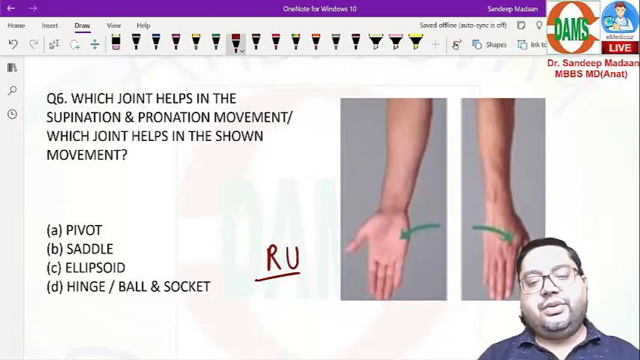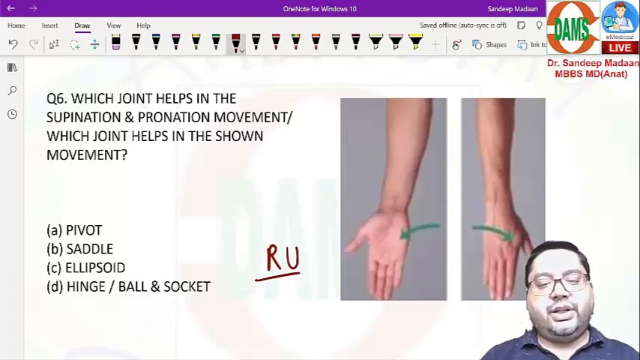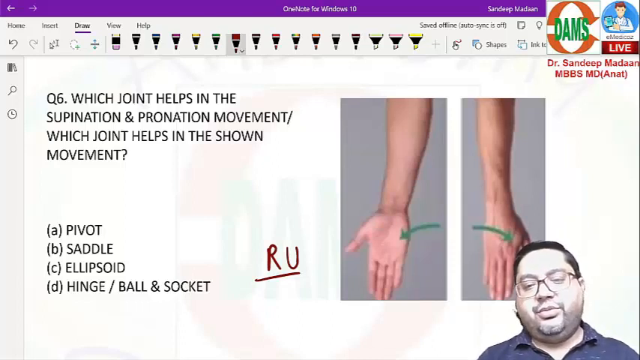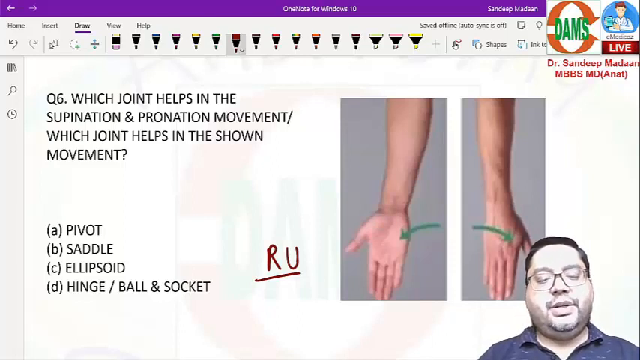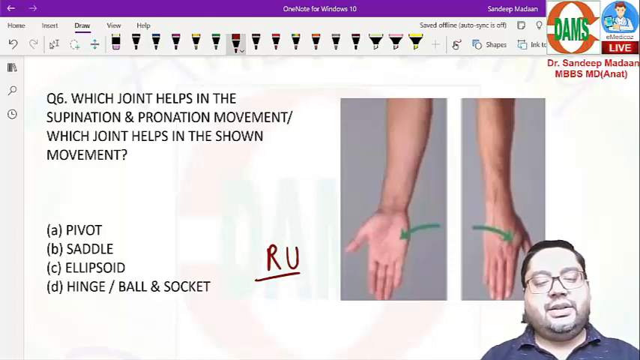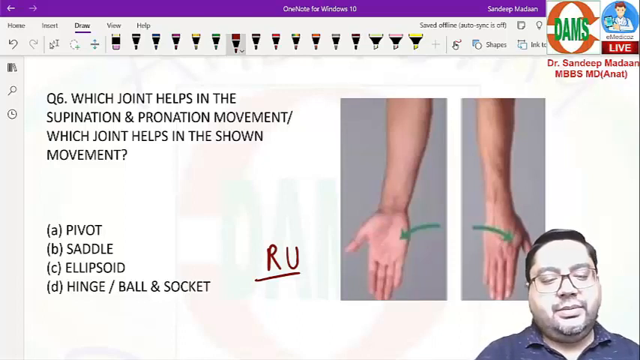Now it belongs to which type of the synovial joint? Definitely if it is allowing this much free movement, supination pronation is a type of free movement, okay? Such type of free movement can only be allowed by the synovial joint. Now superior and inferior radioulnar joint is definitely a free synovial type of joint, but what type of synovial joint? Because under the synovial we have different types, na? Pivot, saddle, ellipsoid, hinge, ball and socket, all these are the different types of synovial joint. So the answer to this question is pivot type.